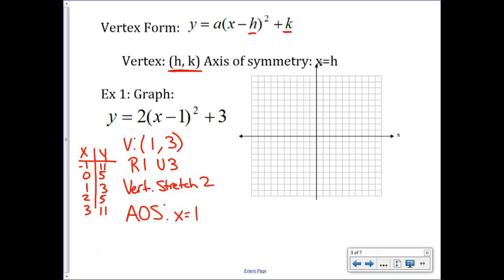So if I plot these points, I'm going to go over 1, up 3. I'm going to go over 0, up 5. And then also over 2, up 5. And I don't think this is going to quite fit. There's 10, so I'm up a little bit off this graph. And I'm going to connect. And my axis of symmetry is going to be right here. So this is x equals 1.